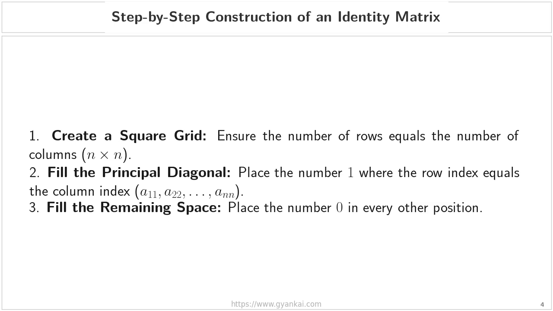Finally, you fill the remaining space. Every other position in the matrix that does not fall on that main diagonal must be filled with the number 0. Now that we have covered the definition and the notation of the identity matrix, let us walk through the actual process of constructing one. By following these 3 steps, you can build an identity matrix of any size. To see this process in action, let us move on to the next few slides where we will apply these steps to create specific examples of order 2 and order 3.